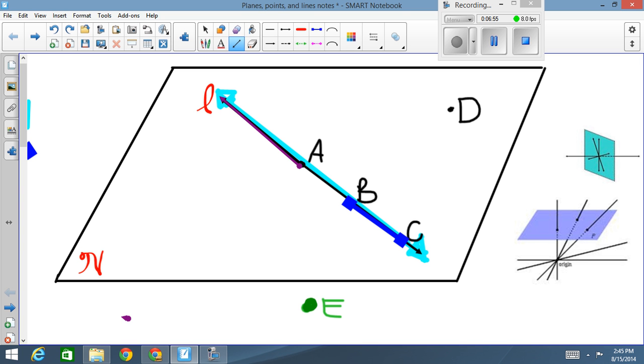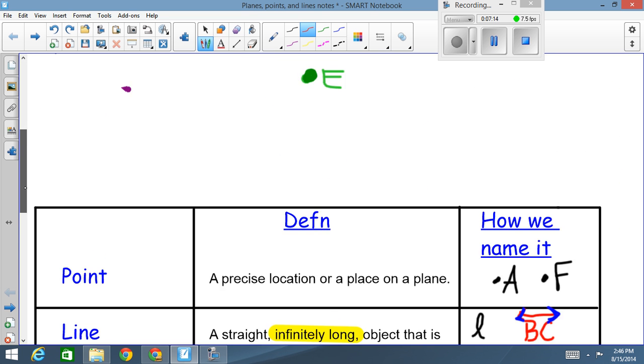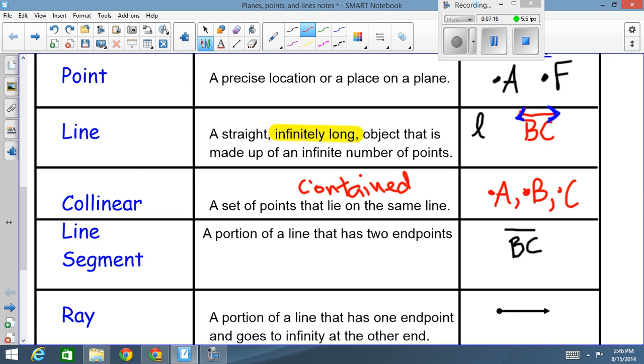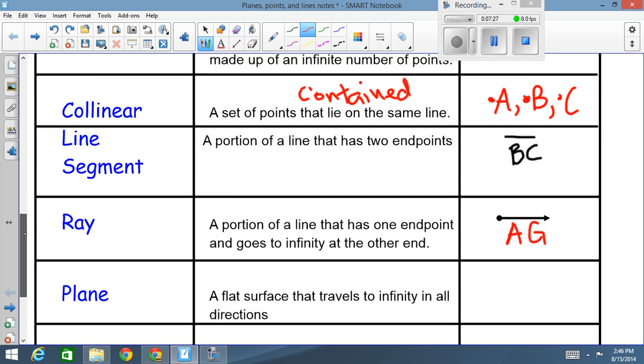Now, ideally, we would have another point out there that we could use as part of our naming of this. Let's say I'm just going to throw a point in there for the sake of using it. Let's say we had point G here. That ray would be called ray AG because it starts at A and then it goes to infinity after it goes through G. So that would be ray AG. There are other rays that were already up there, I just chose not to use them.